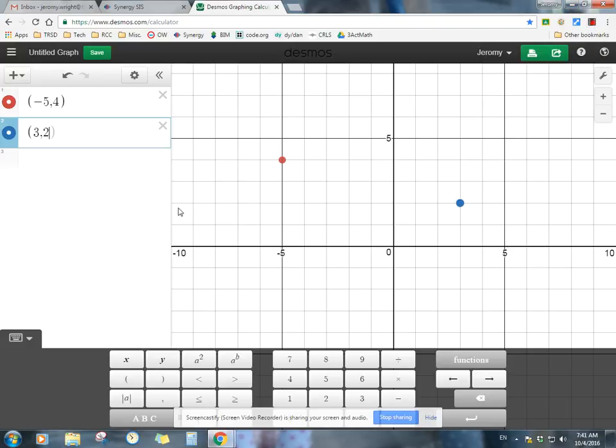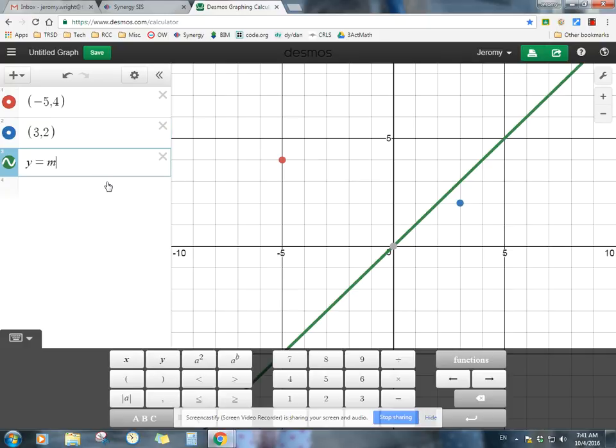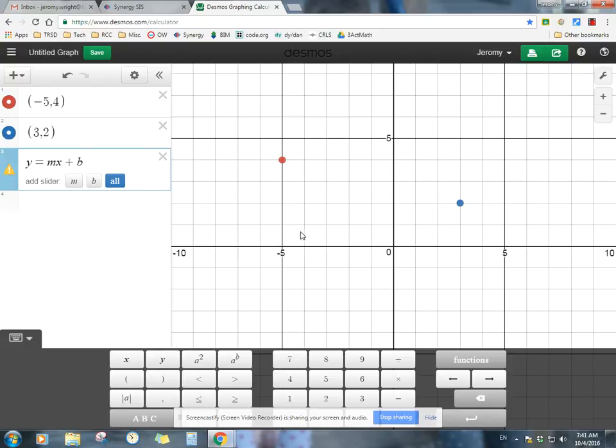So my goal is to get a line that passes through these 2 points. You might recall that this right here, y equals mx plus b, is the equation of a line in slope-intercept form, which is what we want to use. So what I need to know are 2 things. I need to know the slope and the y-intercept.